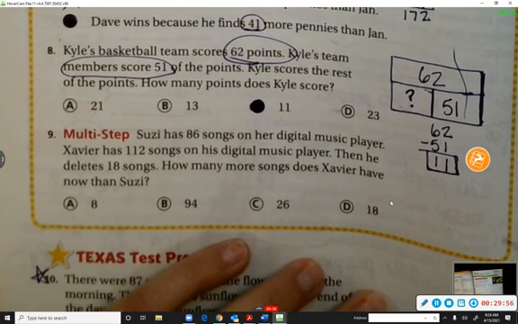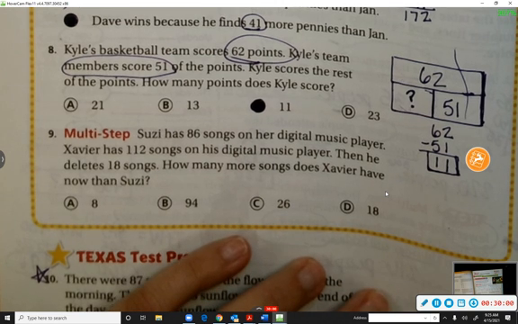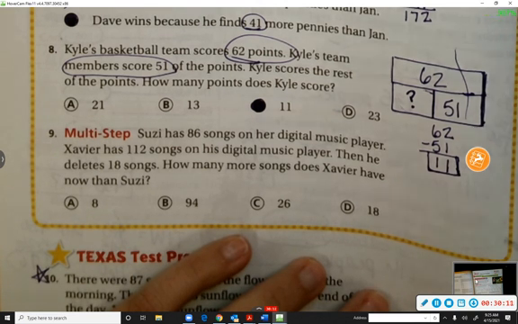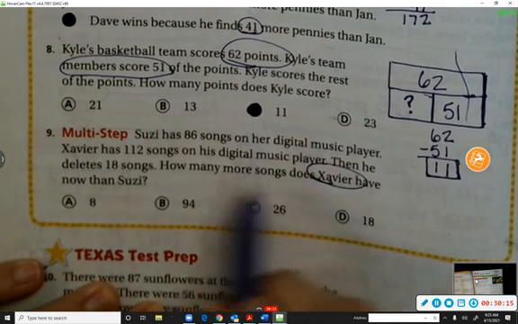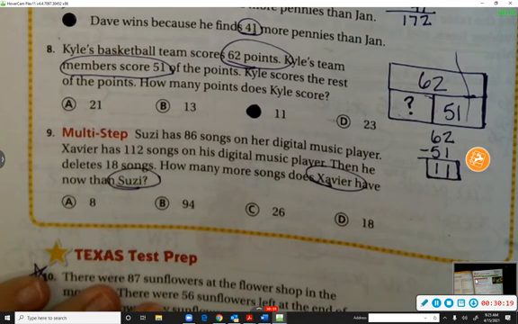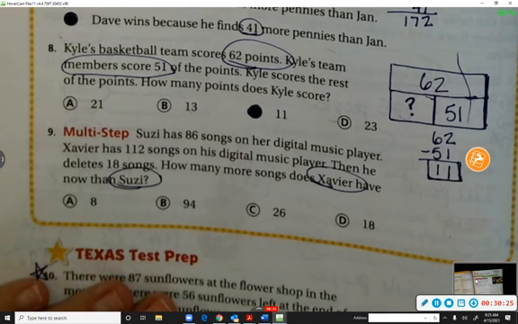Susie has 86 songs on her digital music player. Xavier has 112 songs on his digital music player. Then he deletes 18 songs. How many more songs does Xavier have than Susie? Okay, we can't just subtract Xavier and Susie yet. There was something you had to do before you subtracted their two numbers. What was the first step? Allie?